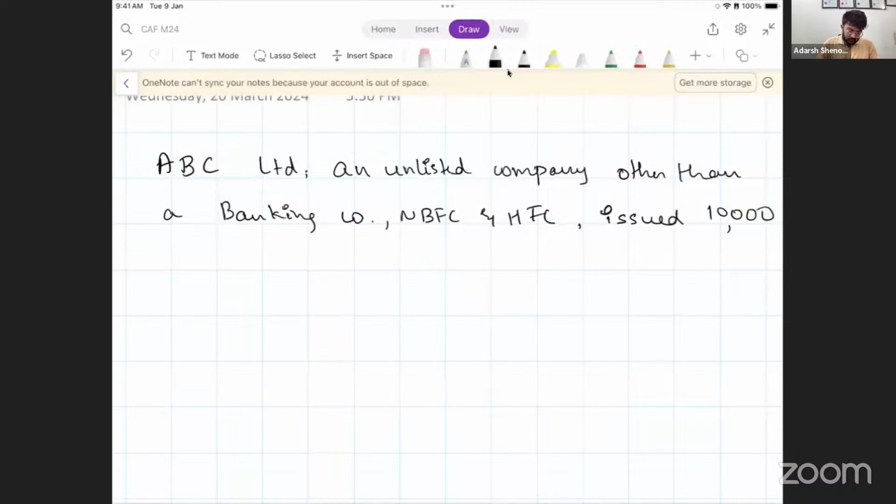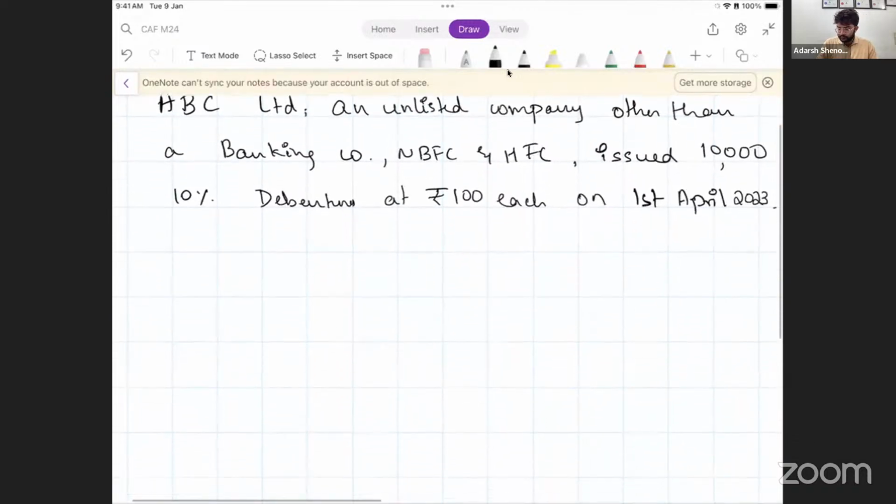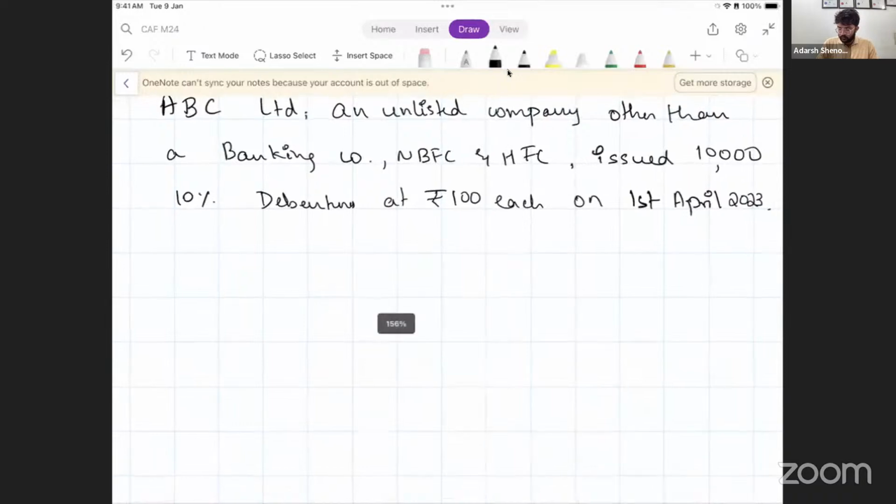Issue 10,000, 10% debentures at rupees 100 each on 1st April 2023. Or rather, we'll make this 22. 1st April 22.